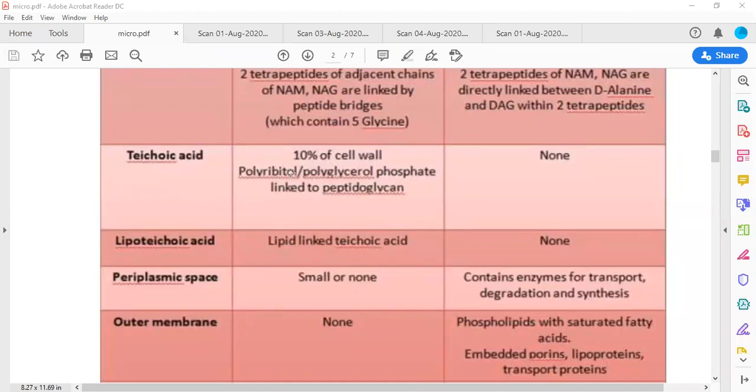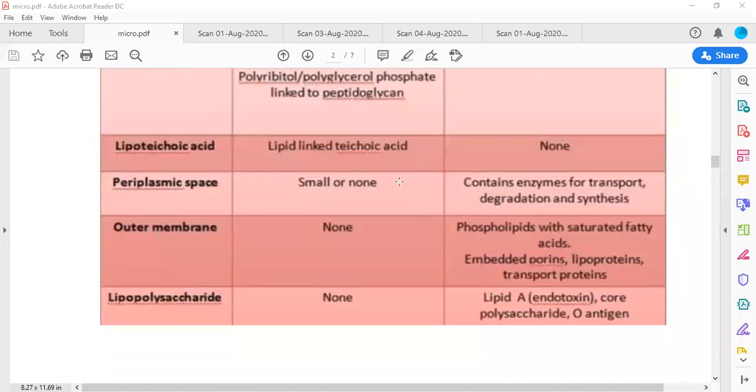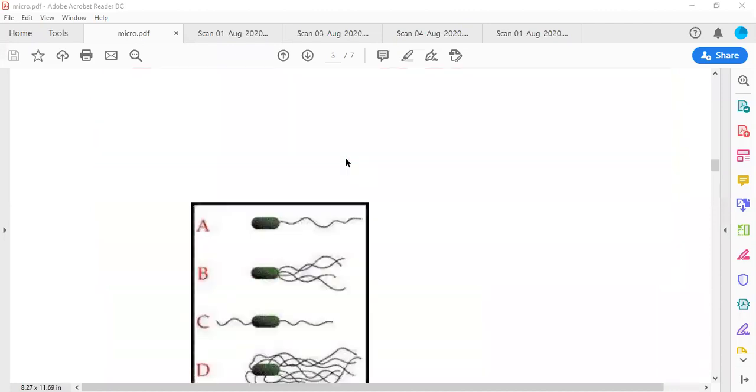10% of the cell wall is polyribitol, polyglycerol, phosphate. So teichoic acid, what is the chemical composition? It is polyribitol or polyglycerol phosphate. This phosphate will provide the negative charge to the teichoic acid. Lipoteichoic acid, if the teichoic acid is linked to the lipids of the plasma membrane.